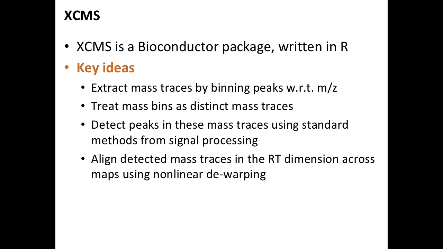They do that by binning. They basically take the spectrum and everything that is in a certain mass interval, they throw that in a bin, and then you have adjacent bins, and this way you basically get vectors. You discretize these spectra, and you can then detect peaks in adjacent bins across one mass range using standard chromatographic peak detection techniques. You can align these mass traces in the RT dimension using some non-linear dewarping.